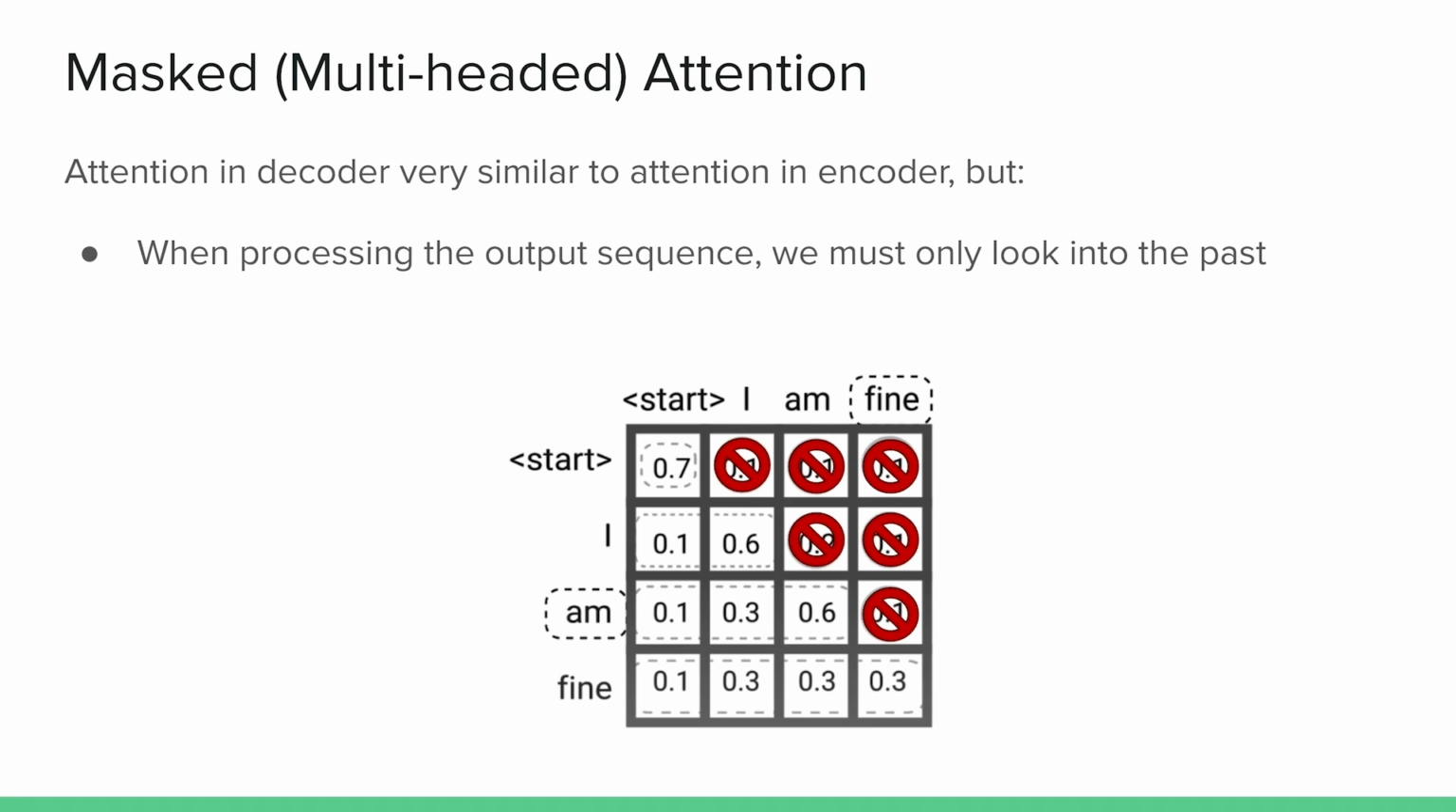So when we're starting the sentence "I am fine," we shouldn't have access to the word "am." So all of those words from our output sequence here will be omitted. When we have access to the word "I," we can learn how it relates to the start, what it saw before, and the word "I" itself. When we're at the word "am," it can access all of the information it saw before. So we're only allowed to take a look at the past. How do we do this?